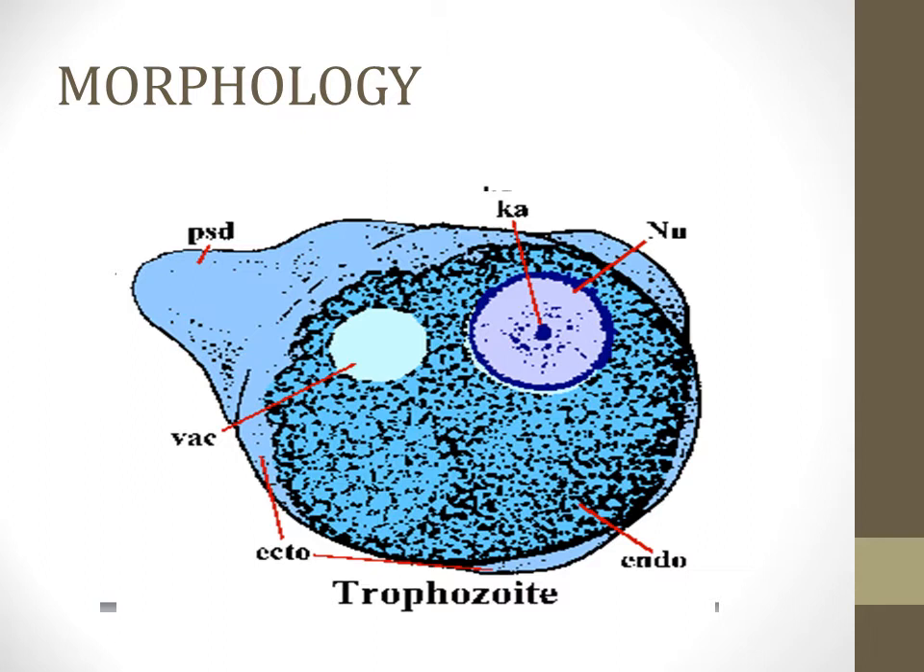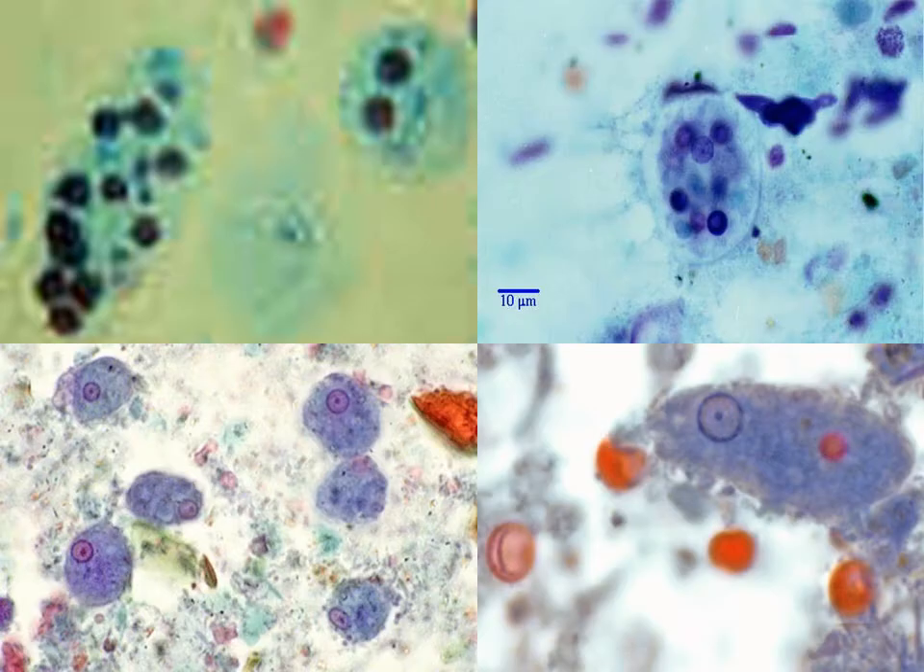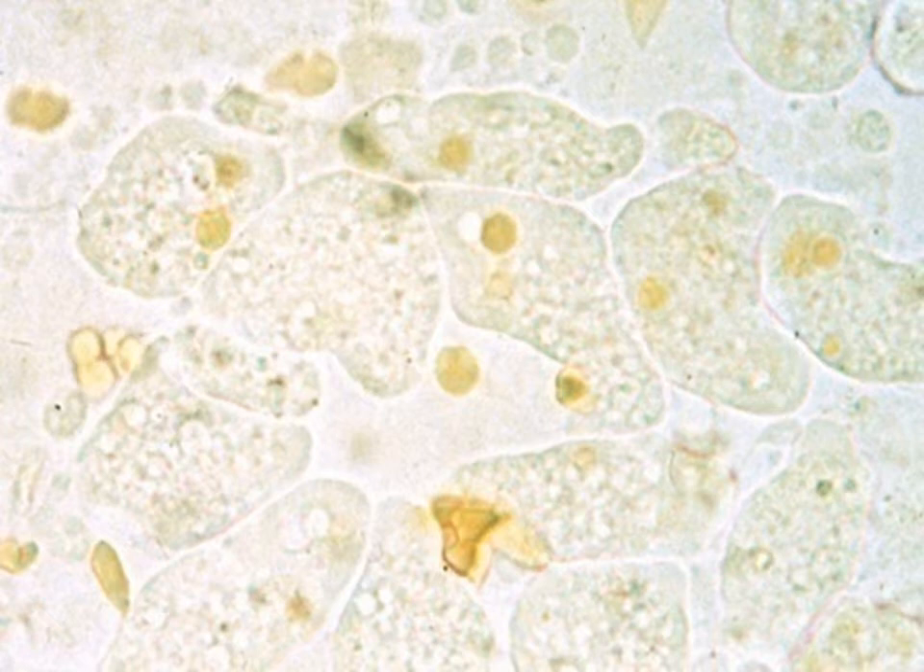This is the structure of the trophozoite of Entamoeba histolytica, showing the karyosome, the central nucleolus, and the nucleus. This is the electron micrograph of the trophozoite form, showing again the nucleus, the central nucleolus, and the ingested erythrocyte in the last photo. This is again the electron microscopic picture of the amoebic trophozoite.